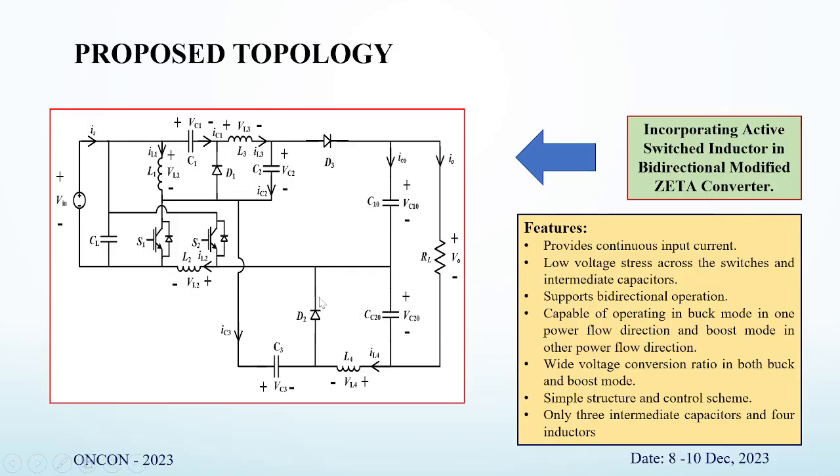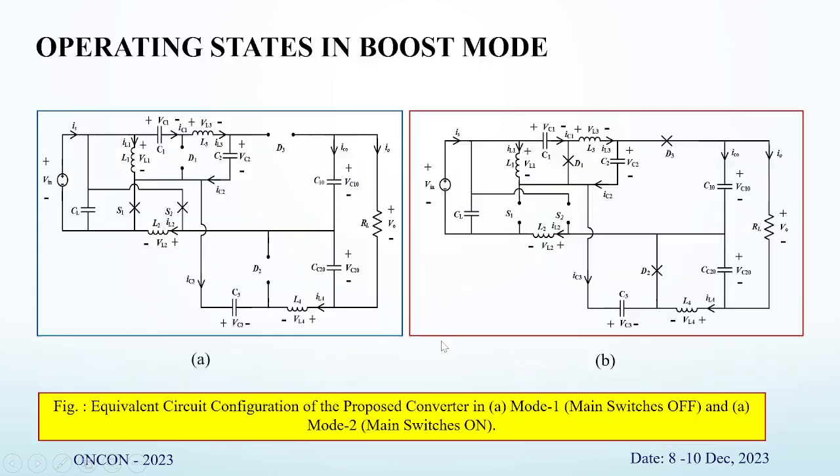This is the proposed topology, and I have just incorporated here an active switch inductor with the modified Zeta converter, and there are many features in this converter. It provides continuous input current, voltage stress across the switch and diode is very low here, and it supports bidirectional operation, buck mode in one power flow direction and boost mode in the other, and it provides a wide voltage conversion ratio for both bucking as well as boosting mode. Control structure is very simple. I have used only a few components, three intermediate capacitors and four inductors, to develop this topology.